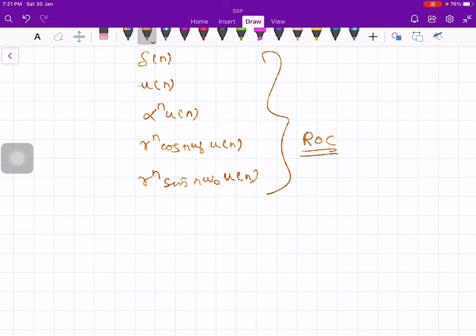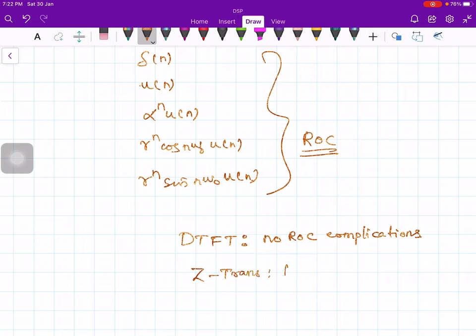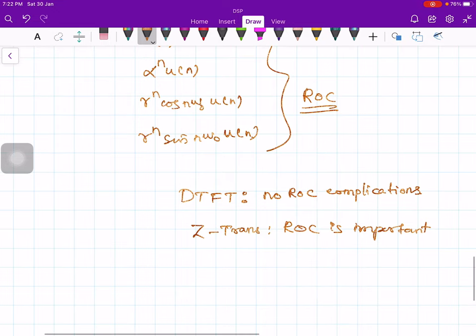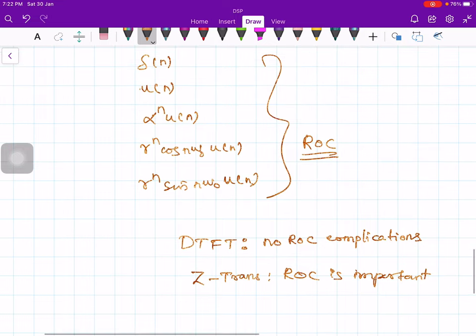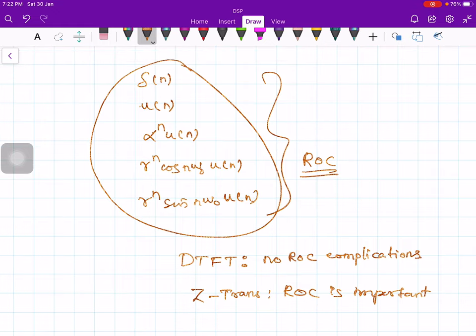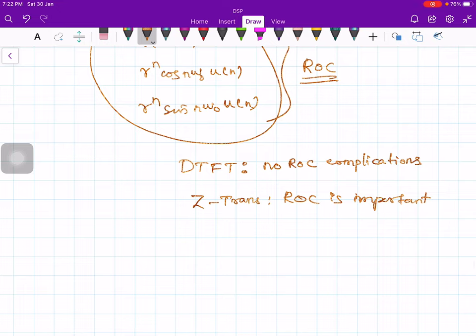In DTFT, discrete time Fourier transform, there is no such complication. But in Z transform, ROC is important. Without ROC, you cannot define a one-to-one transform between the time domain and frequency domain. If you know the Z transform of these basic signals, then you can solve almost any problems. In Z transform, ROC is in fact extremely important.